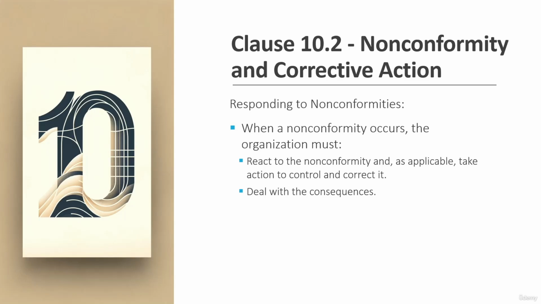Now, what are the actions which we need to take when a non-conformity is identified? That's what 10.2 is talking about. When the non-conformity happens, the first thing the organization needs to do is respond to the non-conformity. And when you say respond to the non-conformity, that means take necessary action to control that or correct that. And the second thing would be to deal with the consequences of that non-conformity. So this part is the correction part. Take action to correct the situation. That is one part of non-conformity.